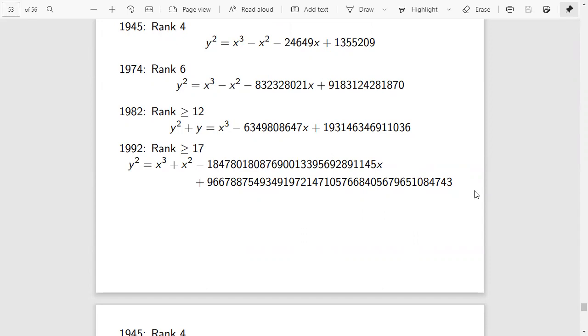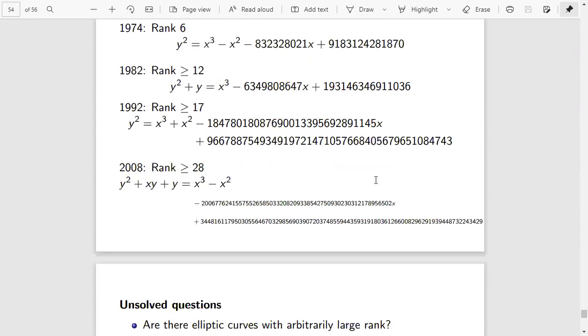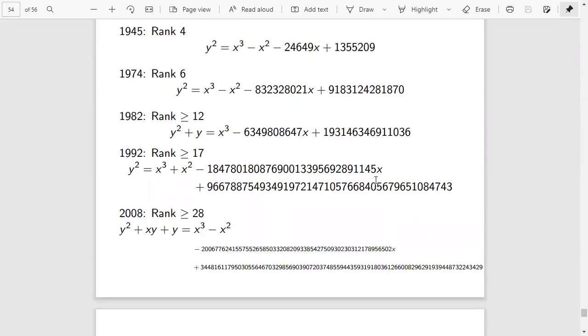People continued using big computers to search for these things, but they stopped finding higher rank elliptic curves. With one exception, 2008, Noam Elkies found an elliptic curve with rank at least 28. It's hard, as I said before, to say exactly, but at least we know it's bigger than or equal to 28, quite likely equal. And the numbers here, I apologize if you can't read these numbers. I had to make the font size very small so they fit on the slide.